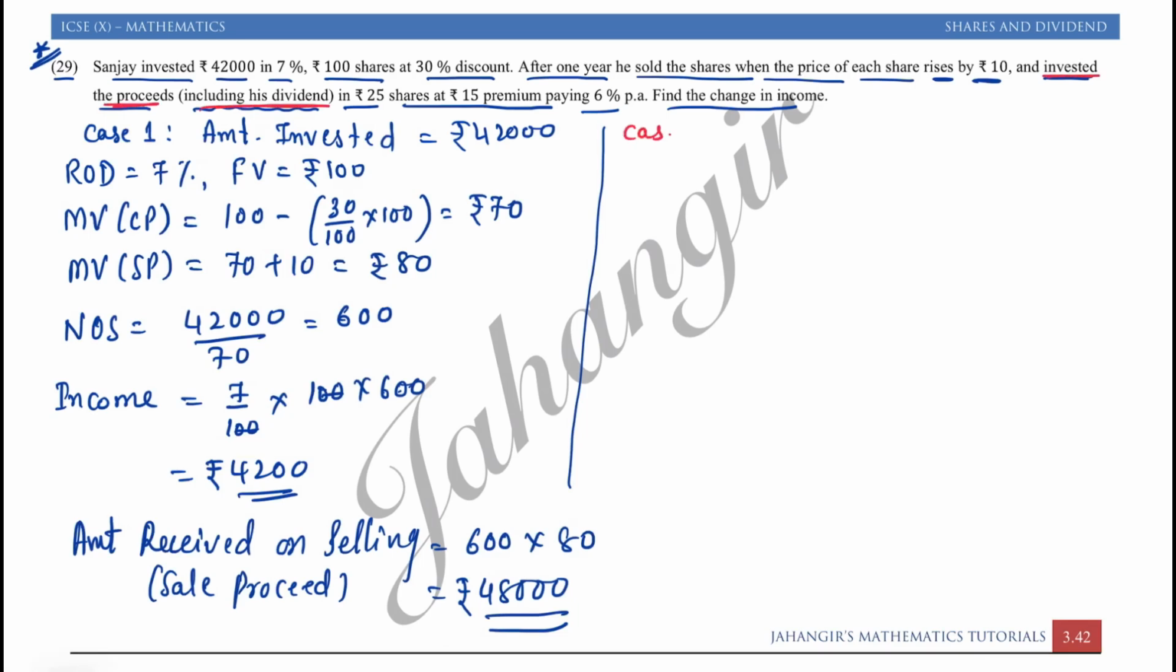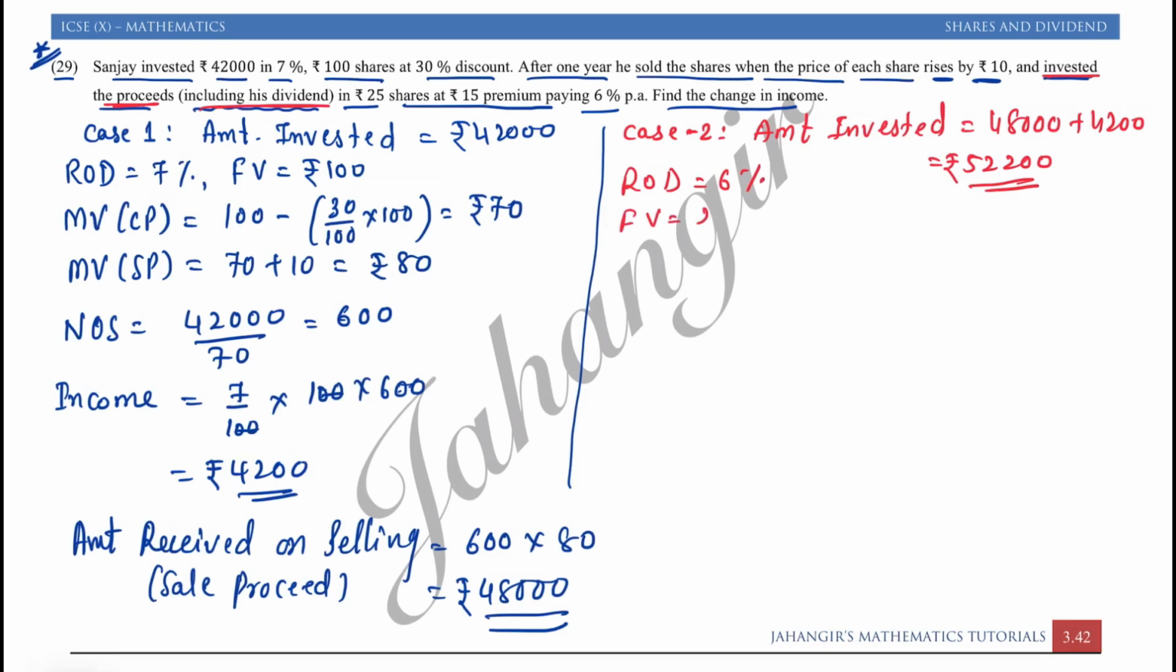So here, in the second case, we will say case 2, the amount invested is rupees 48,000 plus 4,200, that is 52,200 rupees. This is my amount invested for the second case, because whatever income he got, he had invested in the second case. Now ROD in this case is 6%, whose face value is rupees 25 and bought at a premium of 15 rupees. So market value is 25 plus 15, that is equal to rupees 40.